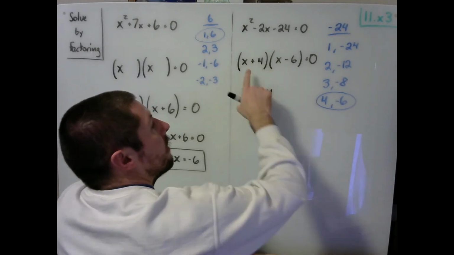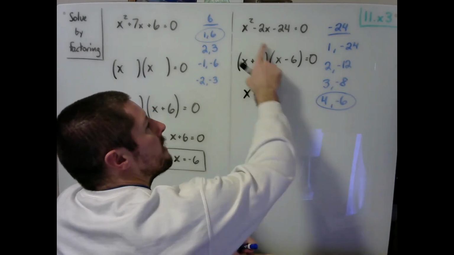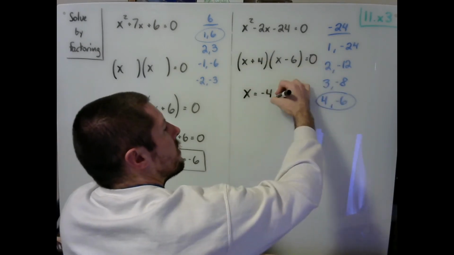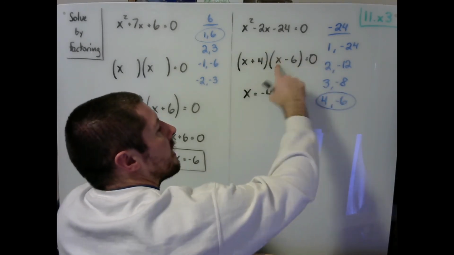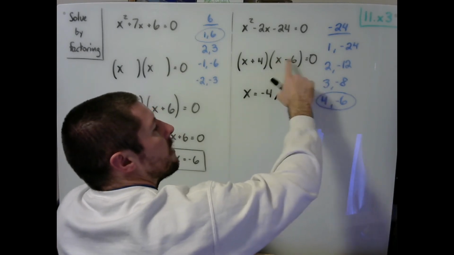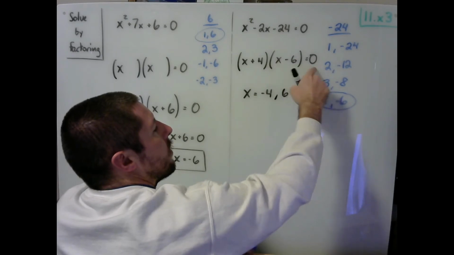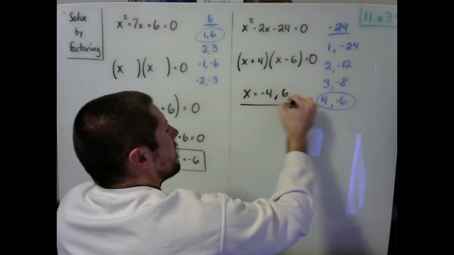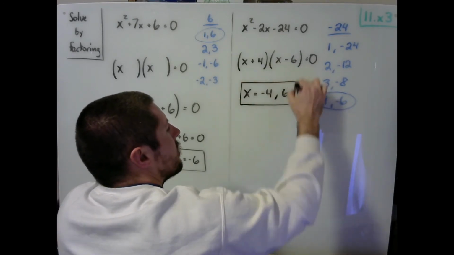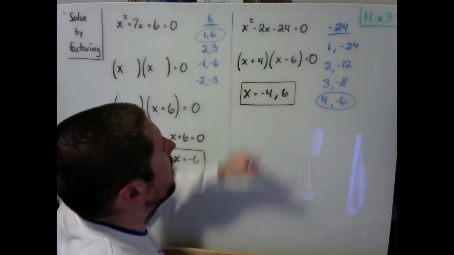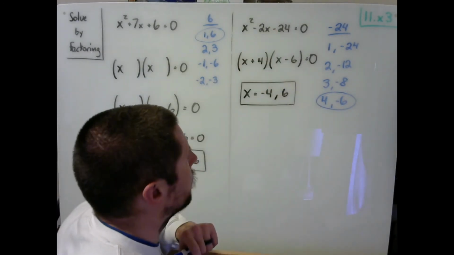Negative 4 would join with positive 4 to make 0, and 0 times anything is 0. Similarly, a positive 6 here could join with a negative 6 to make 0, and 0 times anything is going to be 0. So it looks like in this case we can state our two solutions to this quadratic equation as negative 4 and 6 are the two values of x that make this equation true.